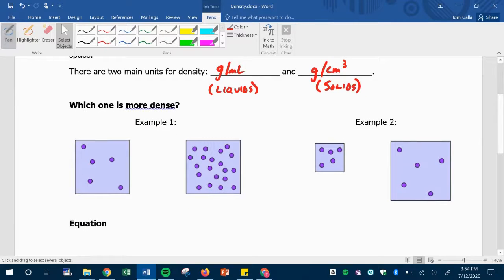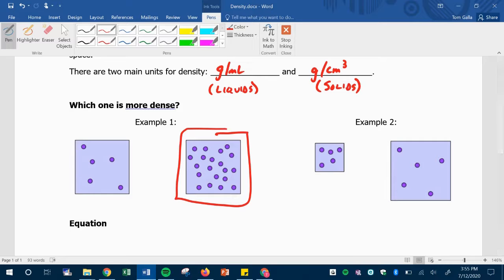And so under example 1, when you guys are looking at it, we have two boxes. Each box is the same size, but box 2 has more dots in it. And so we can assume that there's more stuff in here. So this would be something that we could say is more dense.